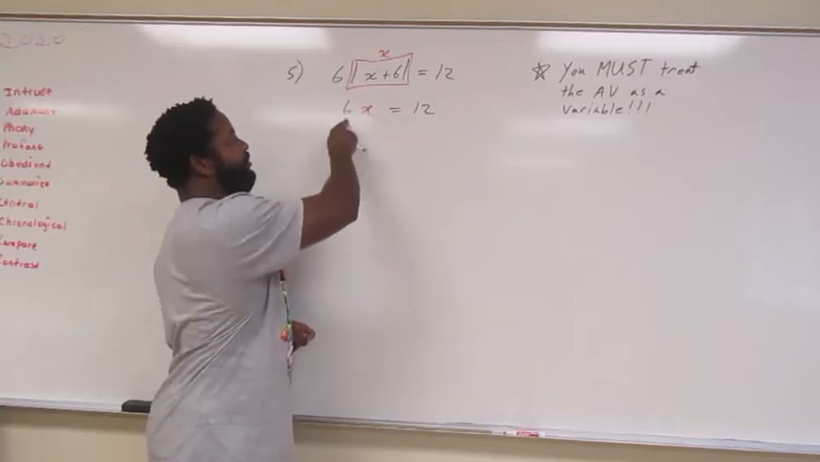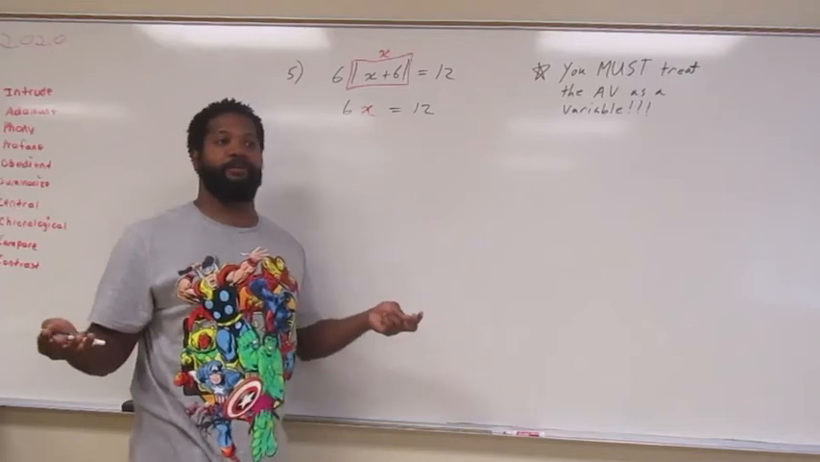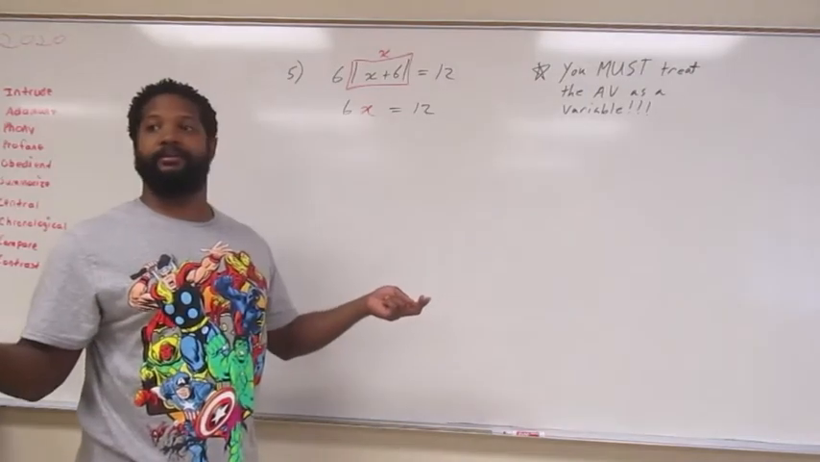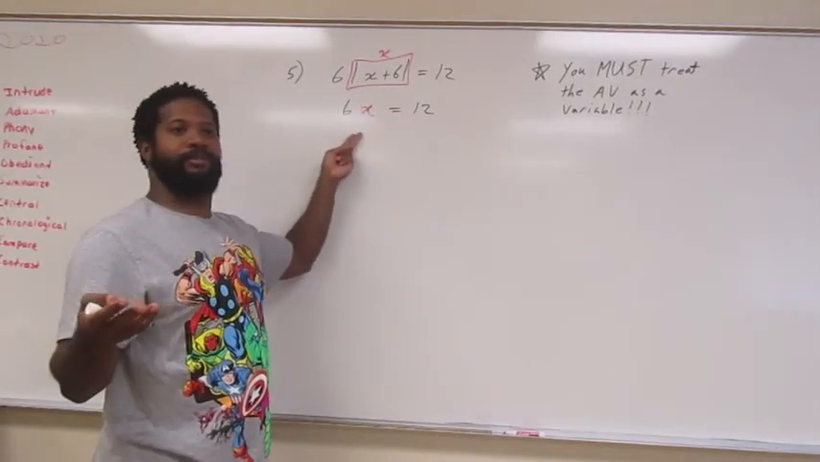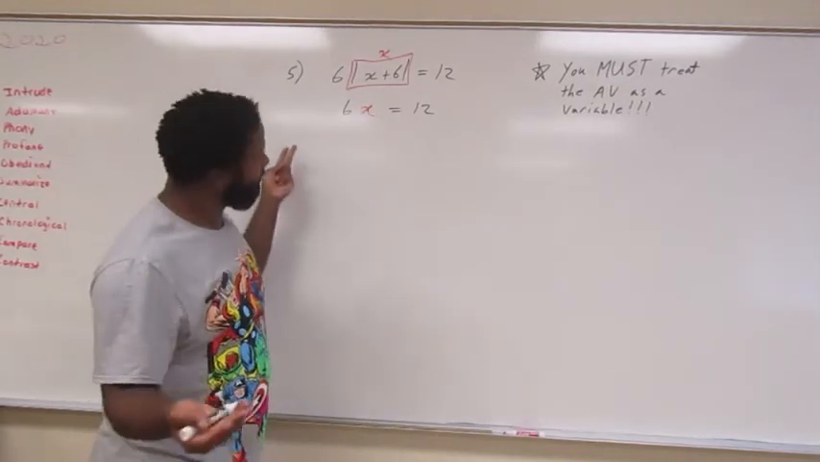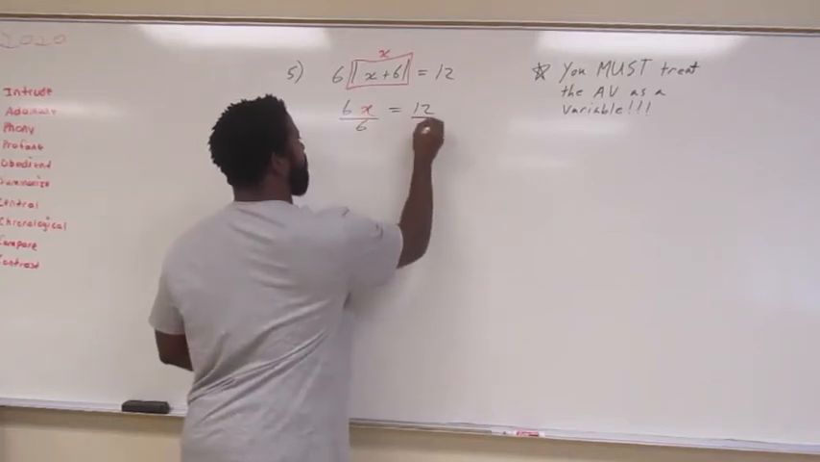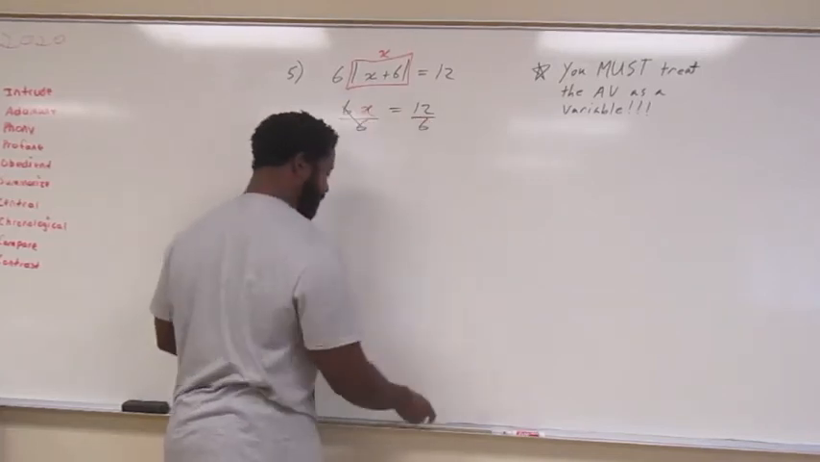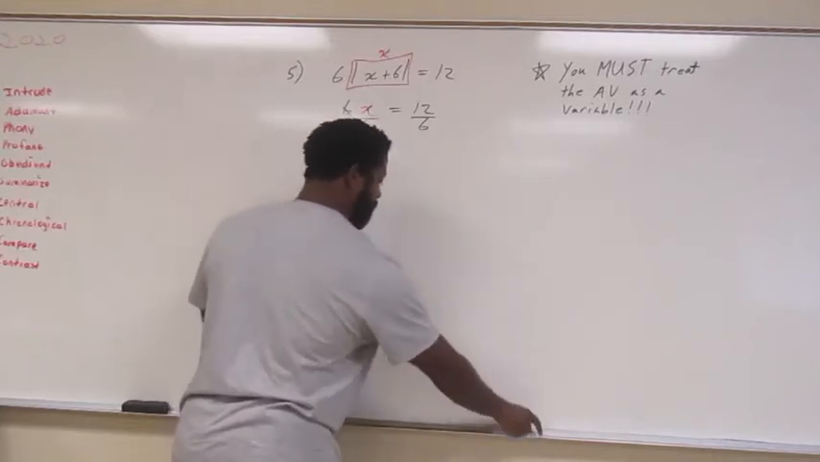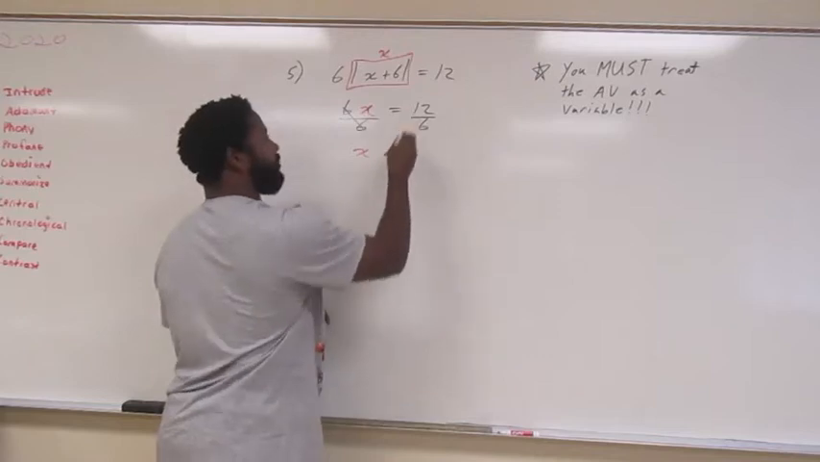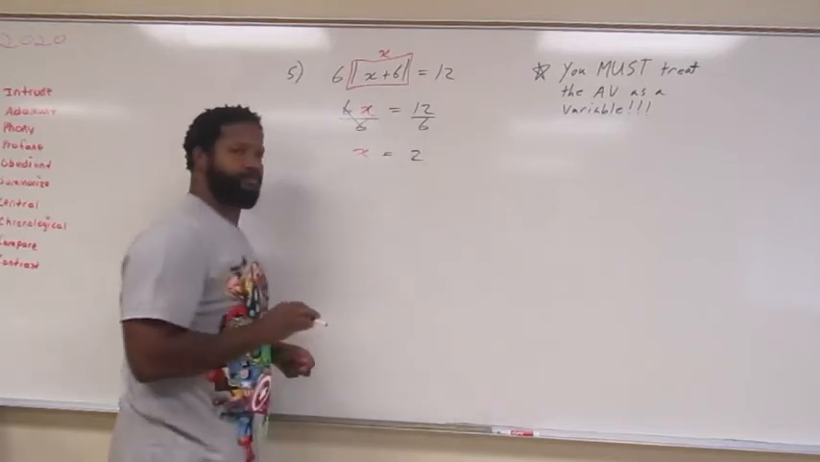The 6 is next to it, so what happens when a number is next to a variable? It's being multiplied. So what's the opposite of multiplication? Division, all right? So obviously we divide the 6 on both sides, leaving the x by itself. X is equal to, what is 12 divided by 6? 2, right?